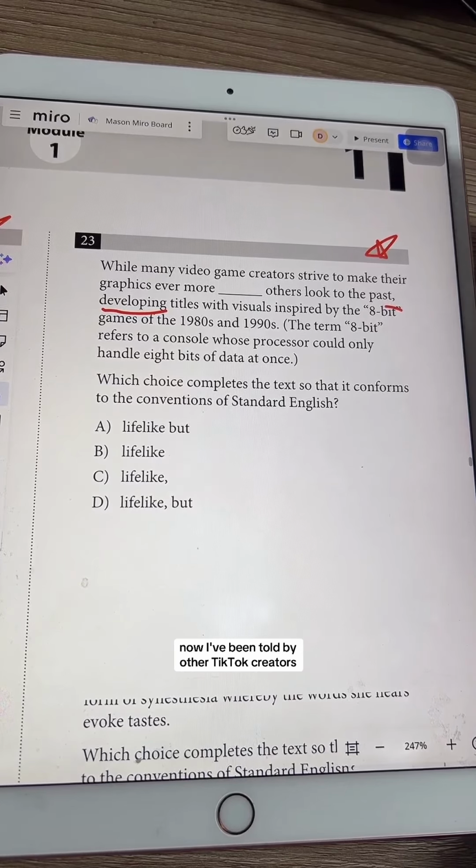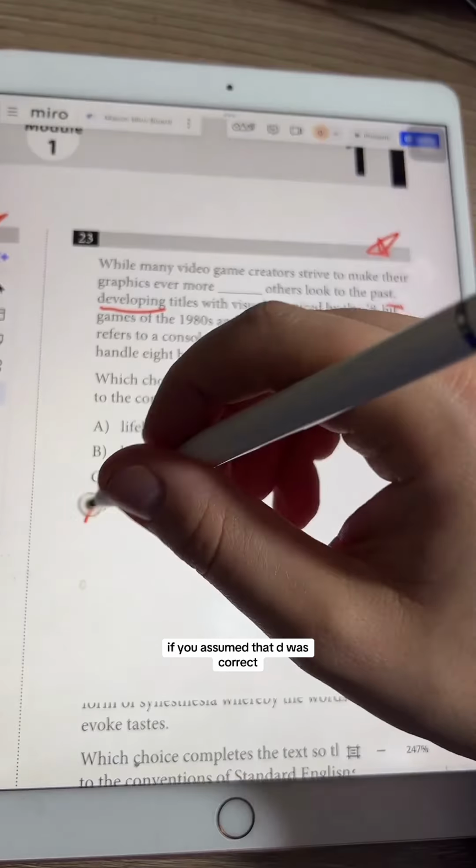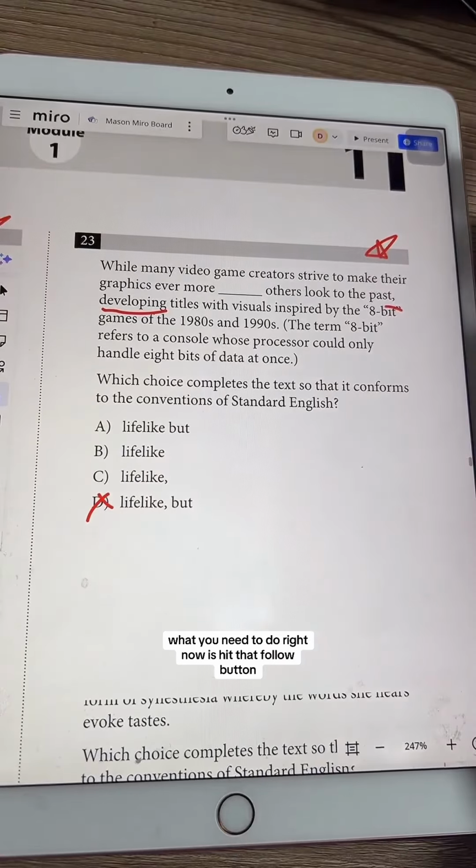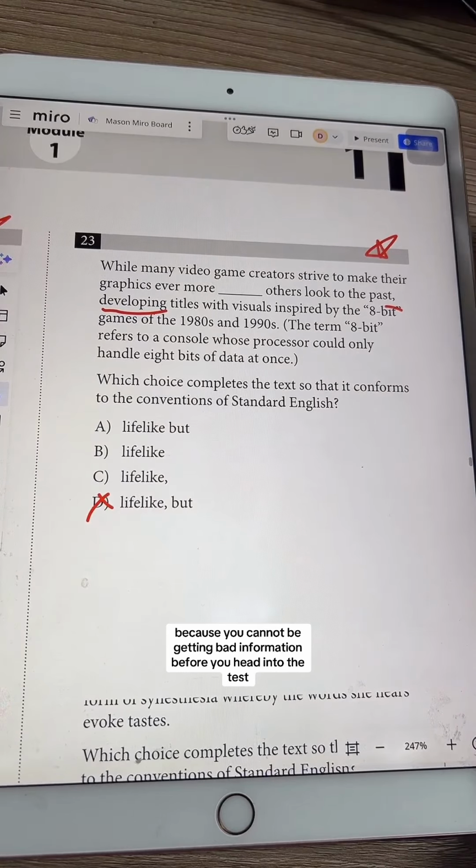Now, I've been told by other TikTok creators that comma but is always correct on the SAT. That is not true in this case. D is actually not the right answer. If you assumed that D was correct, what you need to do right now is hit that follow button because you cannot be getting bad information before you head into the test.